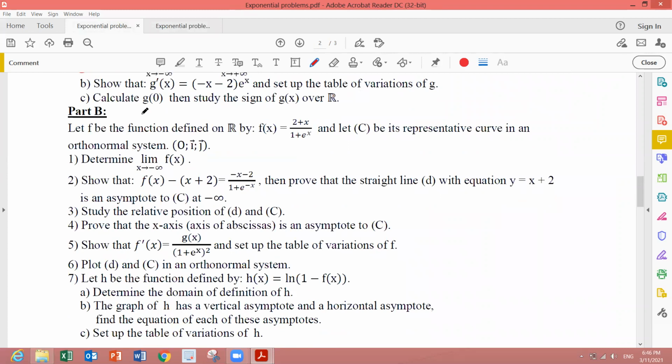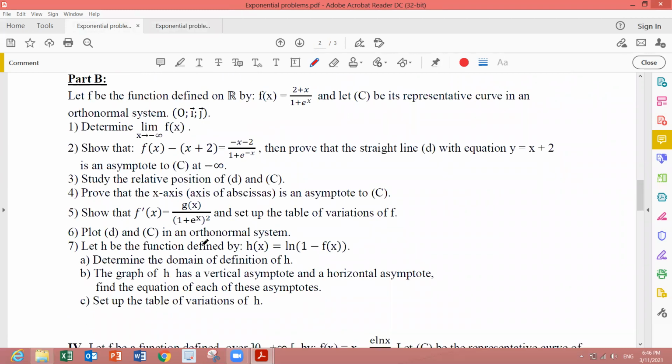Part B. The graph of h has a vertical asymptote and a horizontal asymptote. Find the equation of these asymptotes.